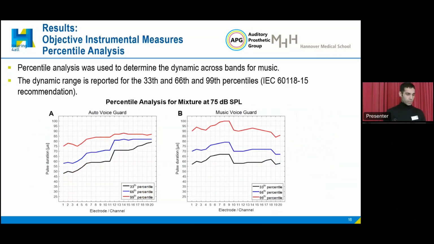Here we see the results of the percentile analysis. On the left side, we see the currently clinical backend compression called Auto Voice Guard. And on the right side, the newly designed Music Voice Guard. The red line indicates the 99th percentile, and the black line indicates the 33rd percentile, and the area in between is considered the dynamic range. As we can see, the dynamic range is increased having music as input of the sound coding strategy using the newly designed backend compression system.